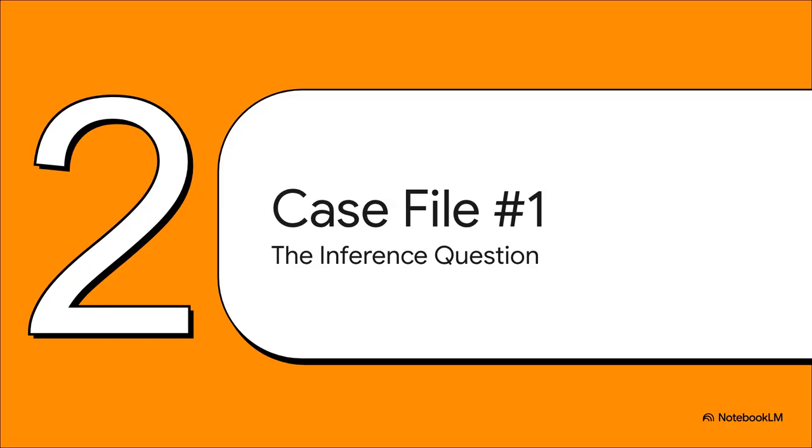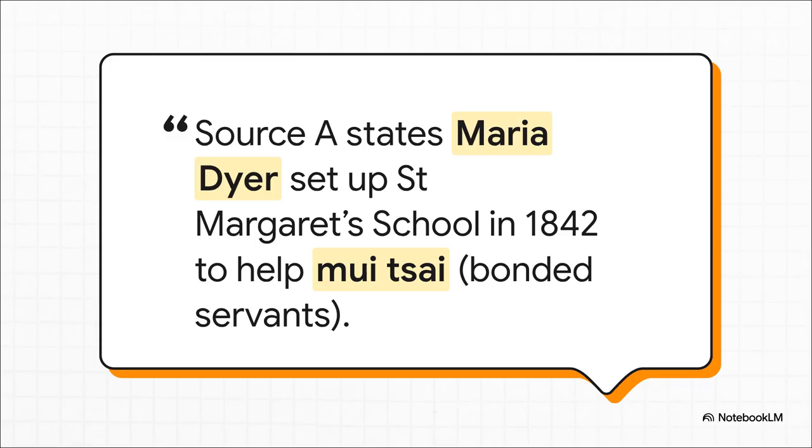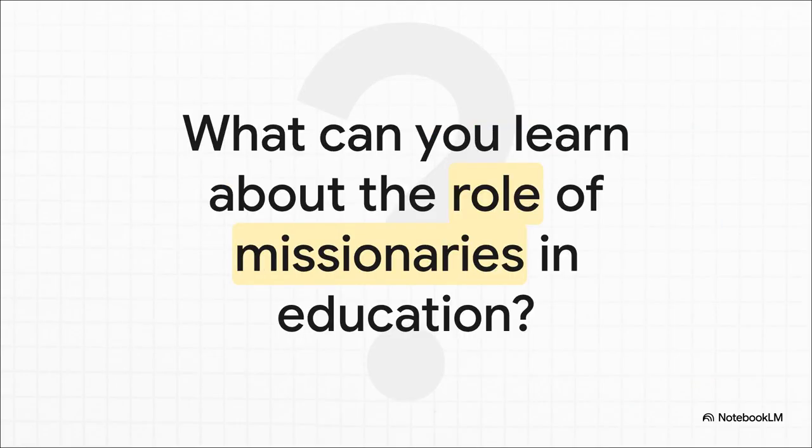Our first case file is the inference question. This is all about learning to read between the lines. Here's our first clue, coming from a hypothetical source A. It tells us about a missionary, Maria Dyer, who started a school for bonded servants. Let's see what the case file is asking us to figure out. So the question is, what can you learn from this source about what missionaries were doing in education? Now, I want you to actually pause and think for a second. What's your first instinct? What's your initial finding here?